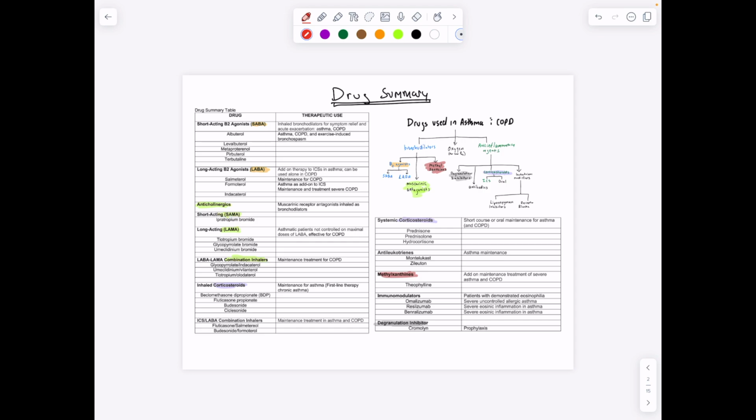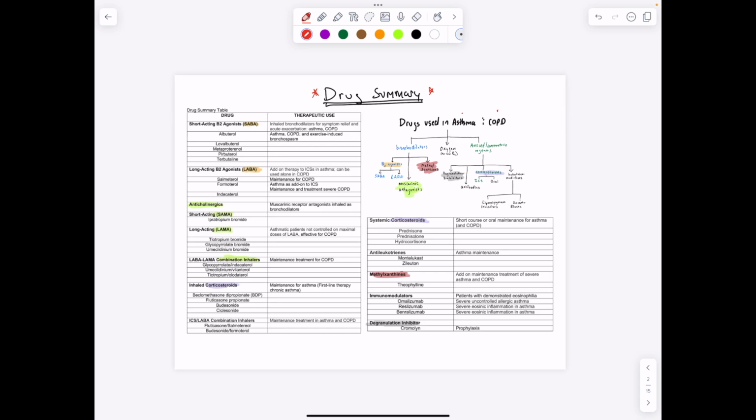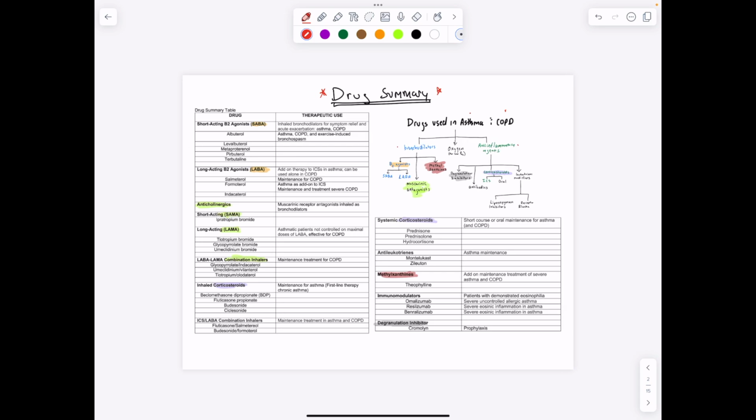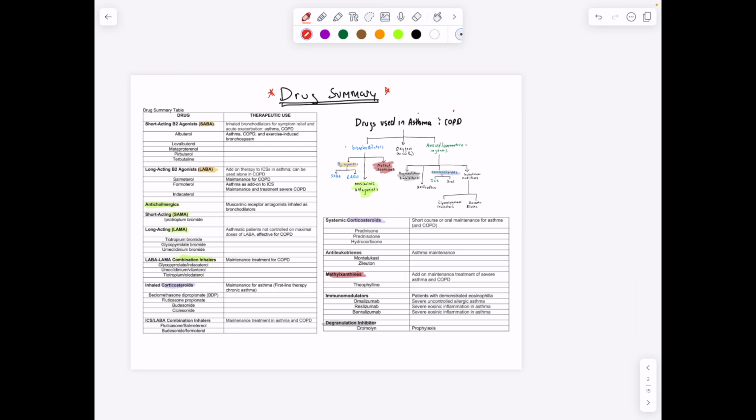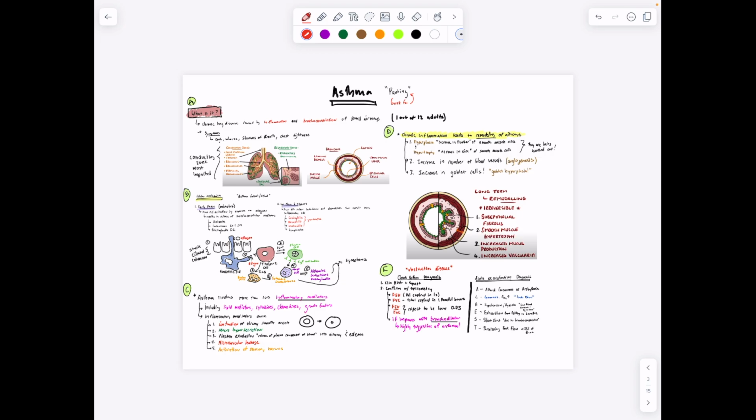So anyways, we have the drug summary right here, and these are just all the drugs we need to know for this particular lecture, and we have the chart right here for the different types of drugs. Our bronchodilators, our anti-inflammatory agents, typically will be a combination of those two in the treatment of asthma and COPD. So the first question is, what is asthma?